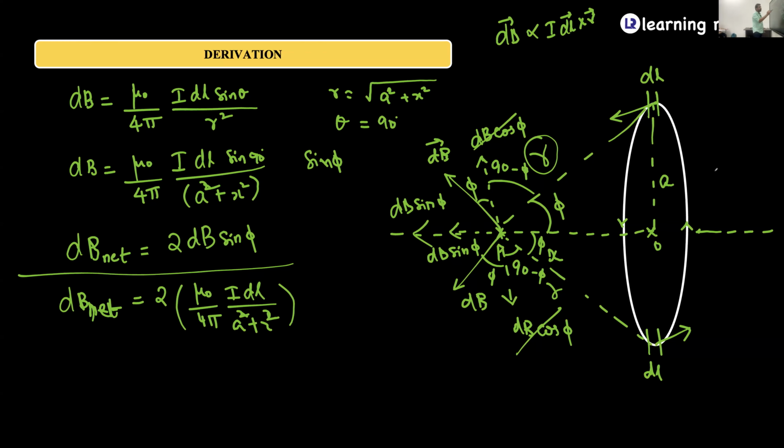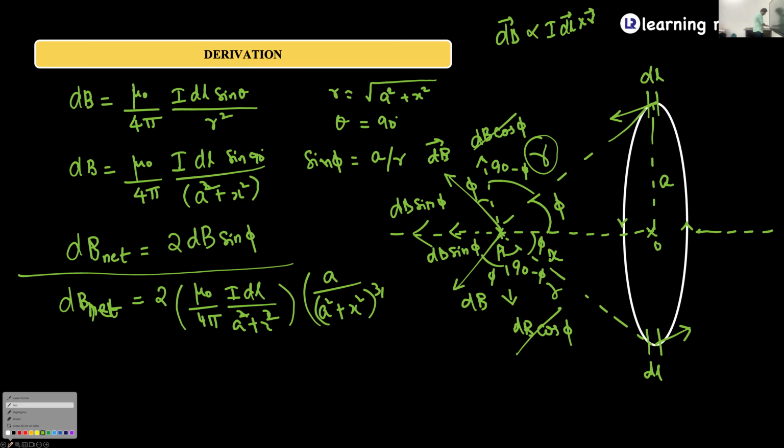So sin phi is equal to a divided by r, right? So a by r means a divided by root of a square plus x square. So how much will you write the value here as? a divided by a square plus x square, the whole power half. Okay, a square plus x square, the whole power half.